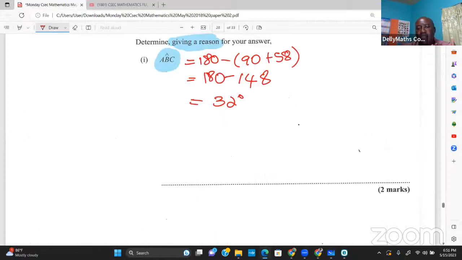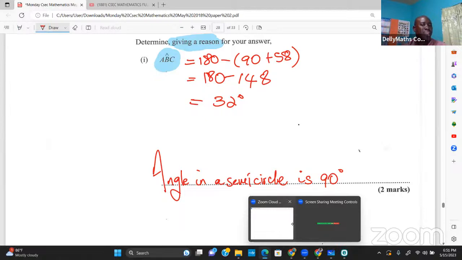Now, what's the reason for it? The reason we got that was that we realized that angle in a semicircle is 90 degrees. If we never found out that that was 90, having the 58 wouldn't help us. But the 90 complemented that so that we could put everything together and come out of it. All right, good.